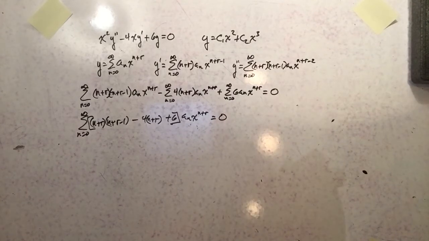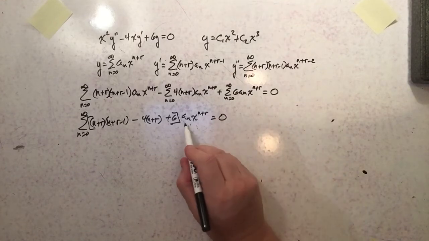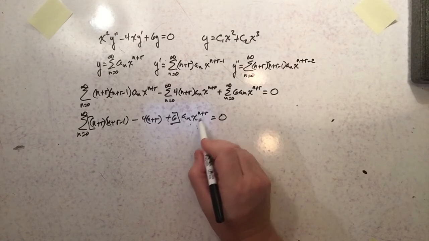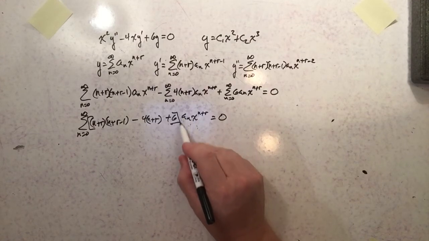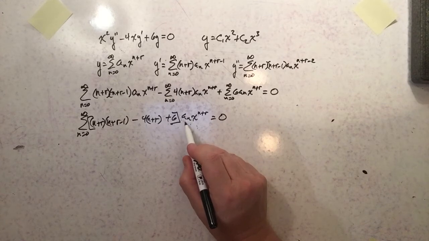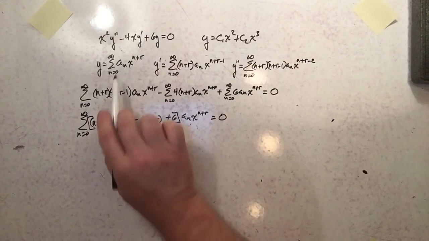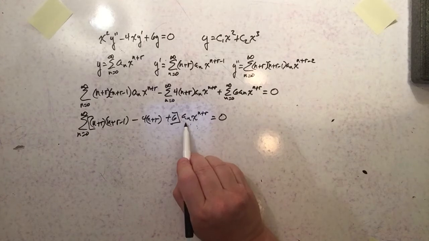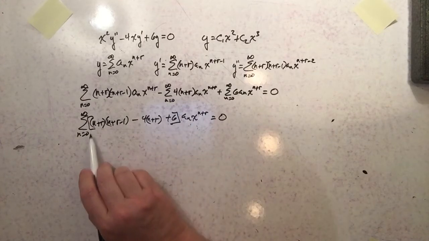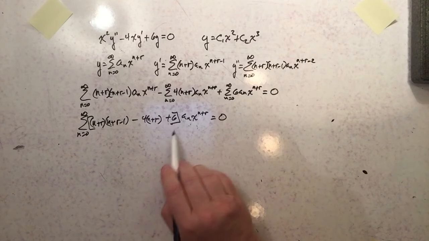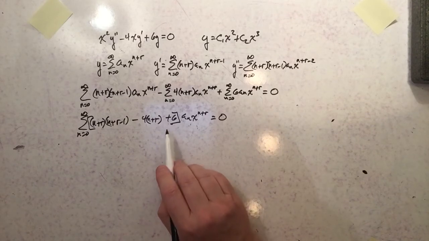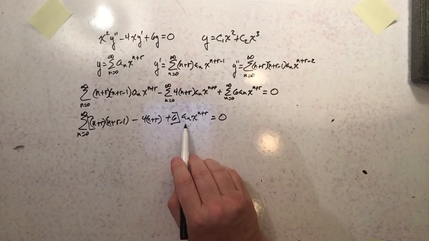So we end up in the same position we were in with the Euler-Cauchy and the characteristic equation, where I was pretty sure that x to the n plus r is never going to be 0. I don't want all the coefficients to be 0, because if they are, then the series solution is trivial. It's just 0. So I need to preserve at least some of these coefficients, which means whatever's going on in here, this is where the zeros are going to have to come from. So what I want to do is just select one of the coefficients. I'm going to select a naught. I would like a naught to not be 0.